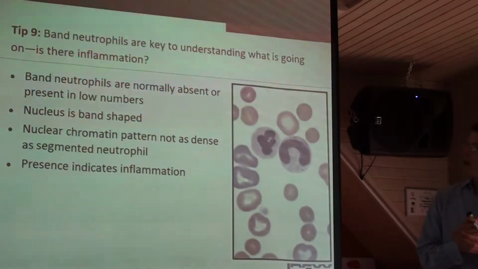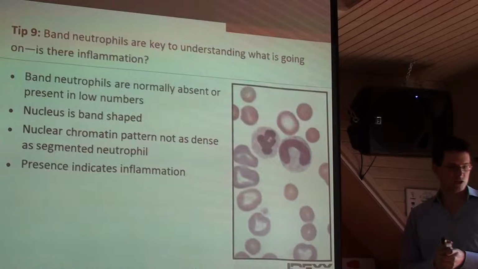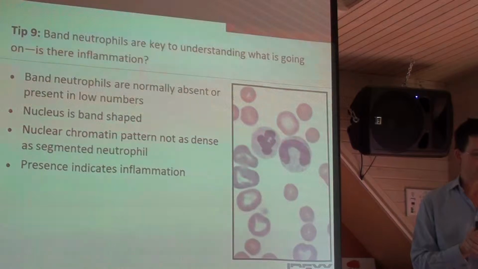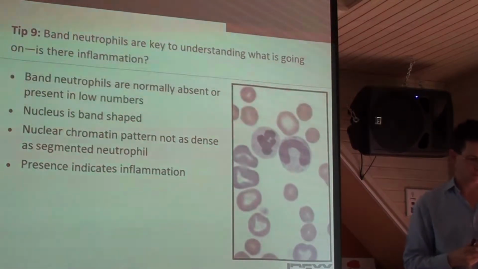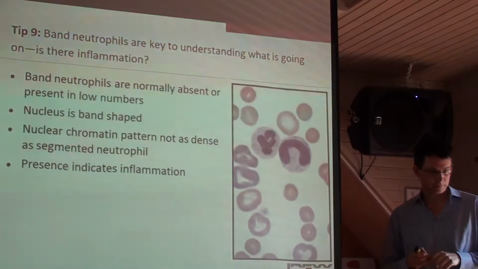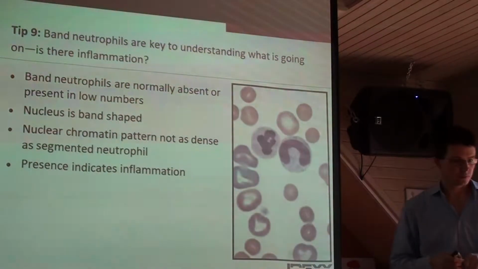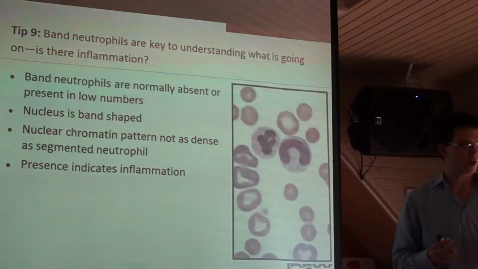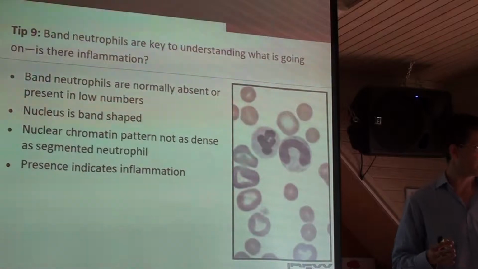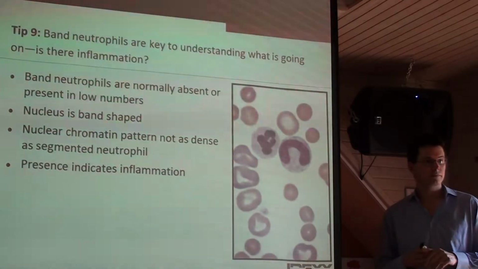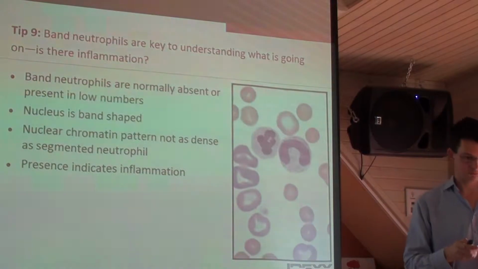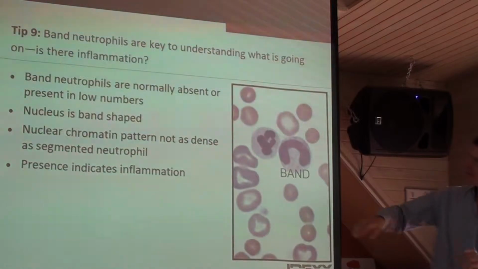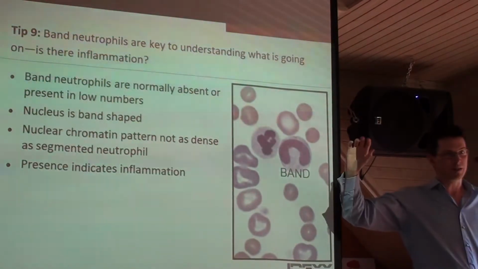So, tip number 9 involves looking at the band neutrophils as they are key to understanding which leukogram we might be looking at. Are you all familiar with band neutrophils, these young immature neutrophils? Yes. I always used to tell the students that it was rather like a party balloon.